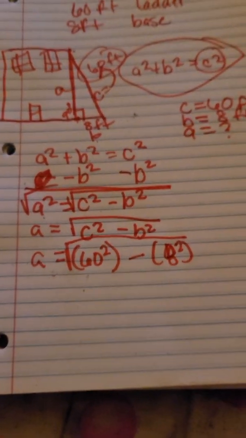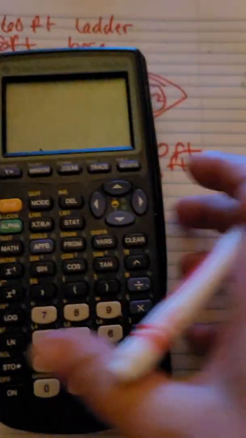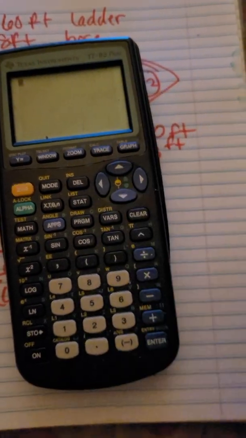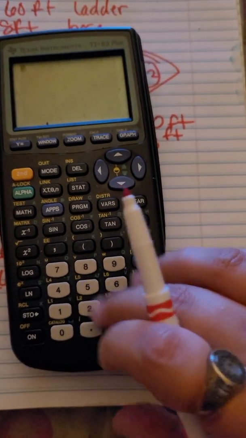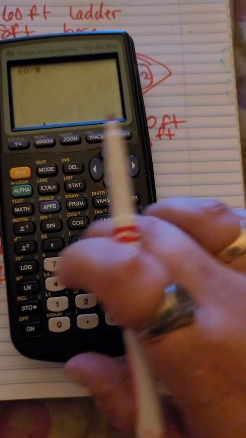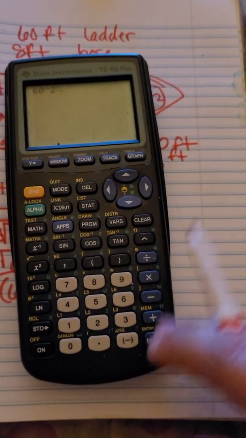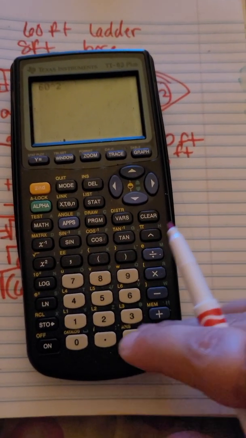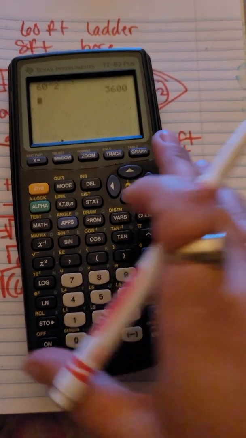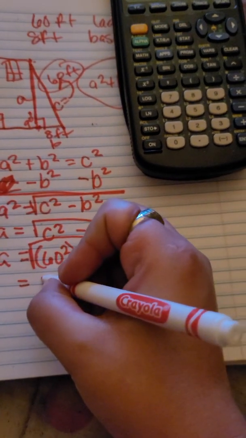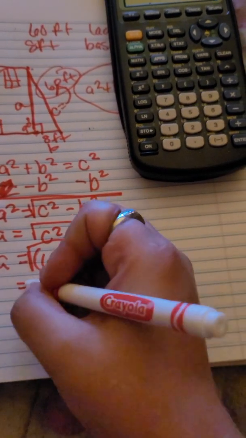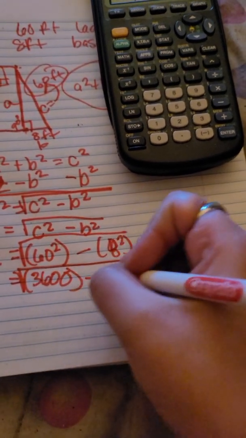Okay, so let's pull out the trusty scientific calculator. All right. So, 60 squared is C, right? So, caret 2. If you need more help with the scientific calculator part, I can help you with that too. So 3,600. Keep the parenthesis, minus 8 squared.